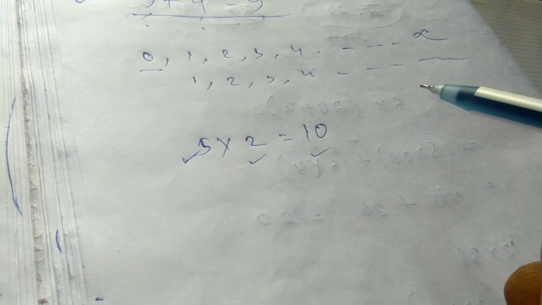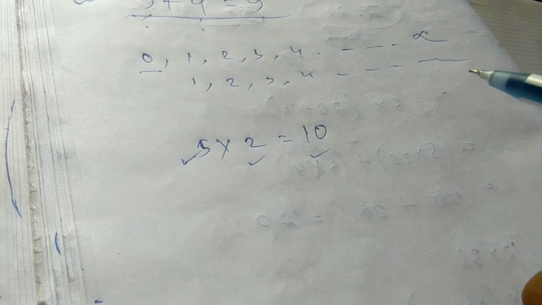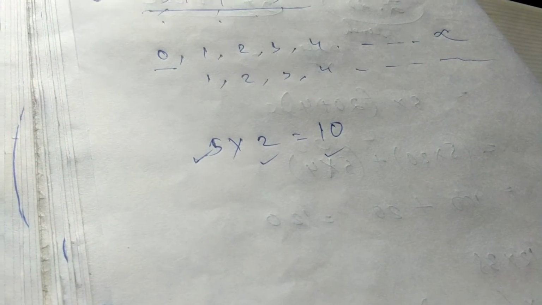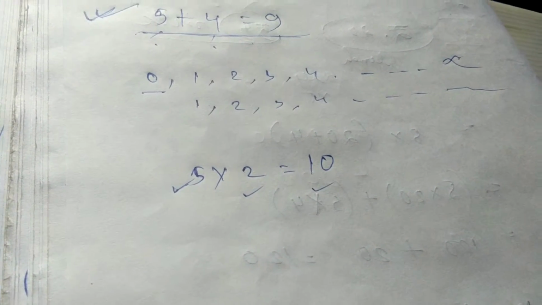But one more thing: whole numbers are not closed under subtraction and division. So whole numbers are only closed under addition and multiplication. One special note for 0: division of a whole number by 0 is not defined. We have to remember that one.